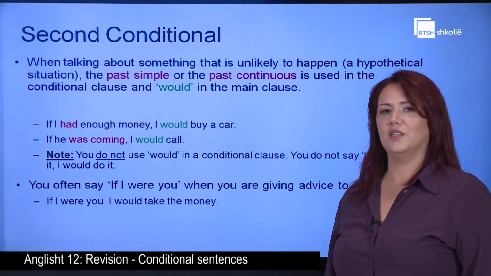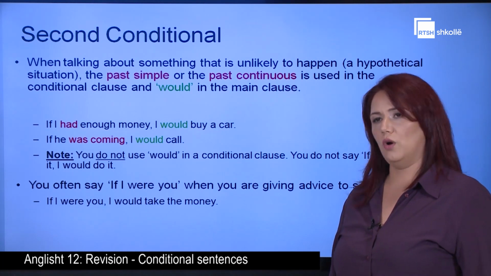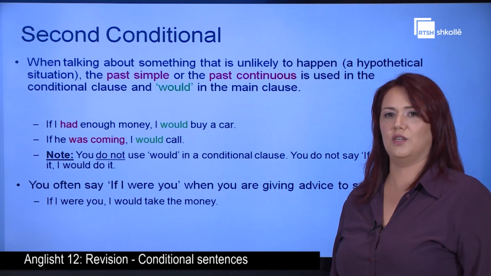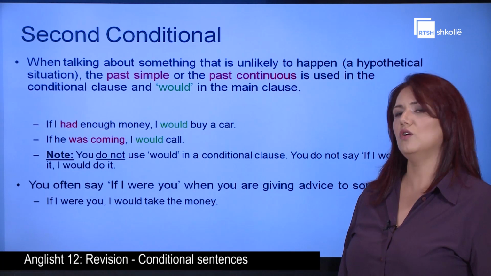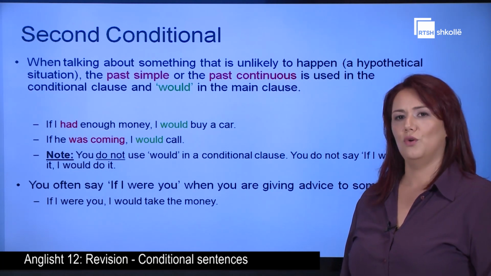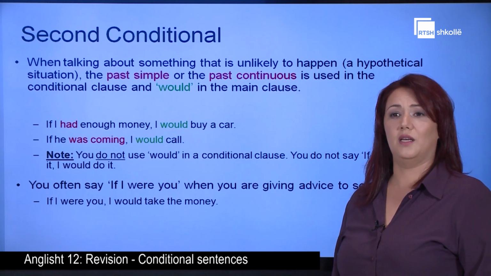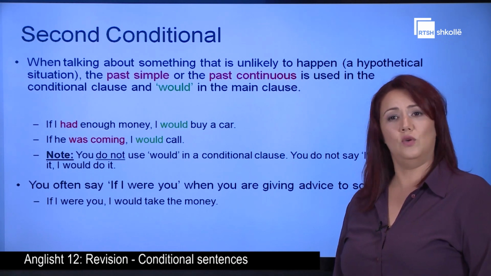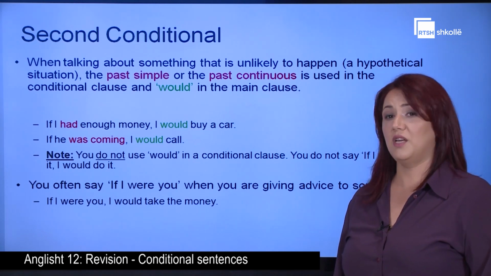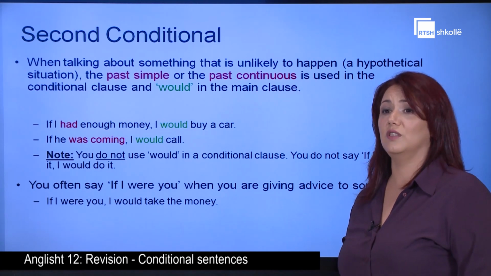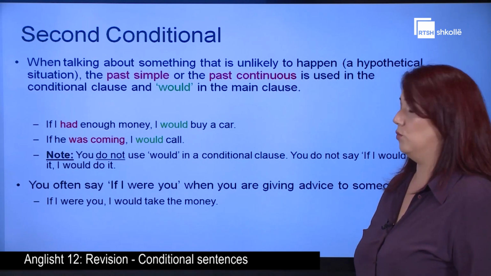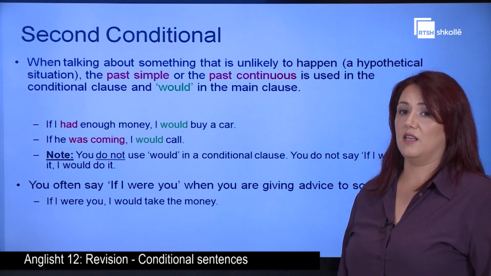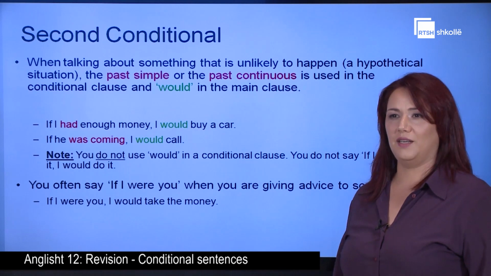The second conditional, it is used when talking about something that is unlikely to happen, or let's say a hypothetical situation. The past simple or the past continuous is used in the conditional clause and would in the main clause. For example, if I had enough money, I would buy a car. If he was coming, I would call. Be careful. We do not use would in a conditional clause. We do not say, if I would like it, I would do it. We say, if I were you, I would take the money.